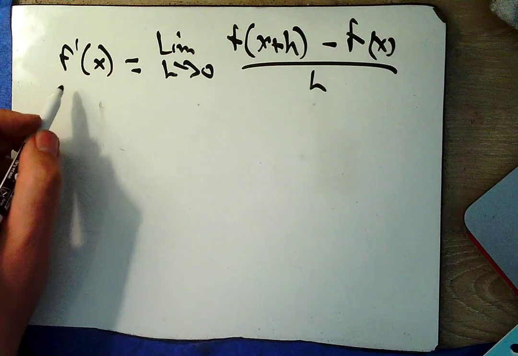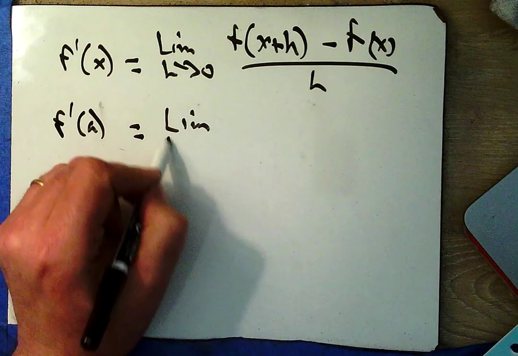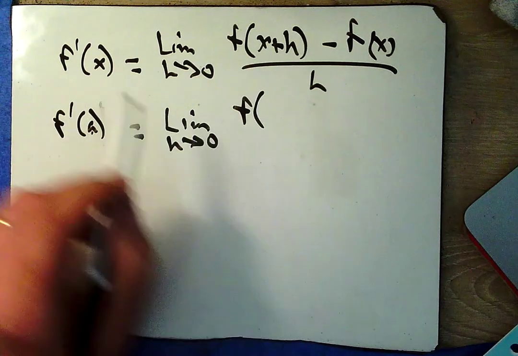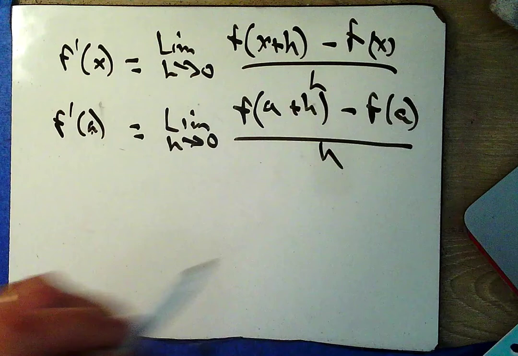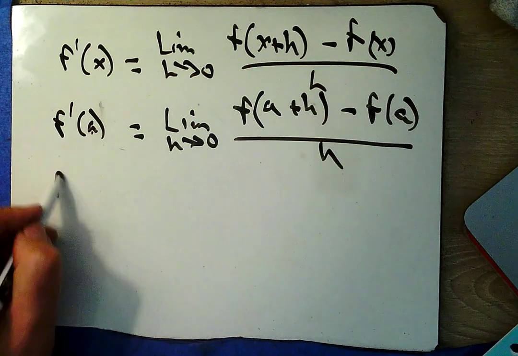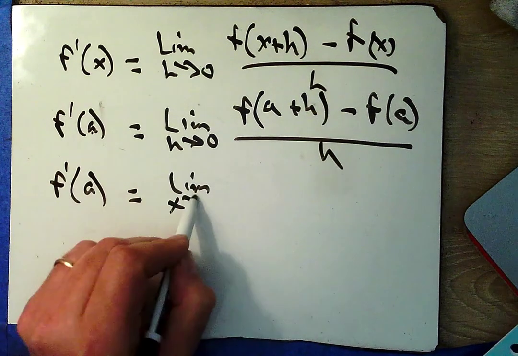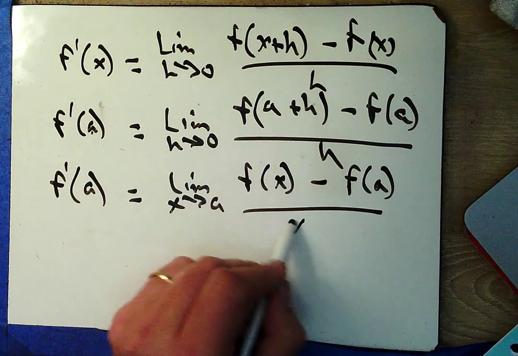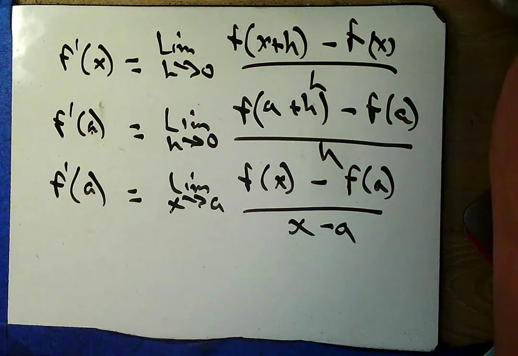We also had 2 limit definitions of the derivative at a point. One of them was simply our general derivative, but at a specific point instead of at the general x. So we have f prime of a equals the limit as h heads to 0 of f of a plus h minus f of a all over h. All right, we also had a second limit definition of the derivative at a point, and that was the limit as x approaches a of f of x minus f of a over x minus a. All right, so guess what? I want you to use this one.